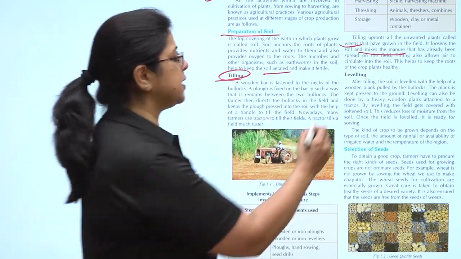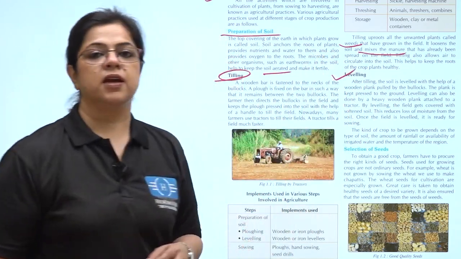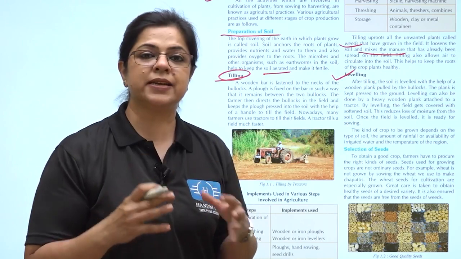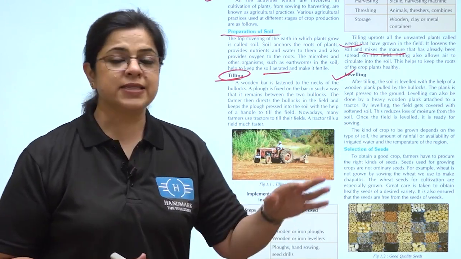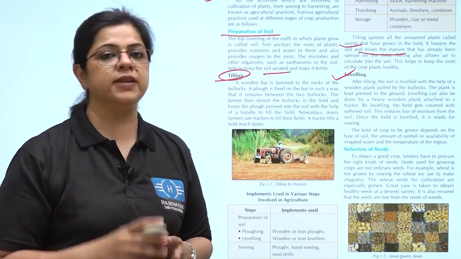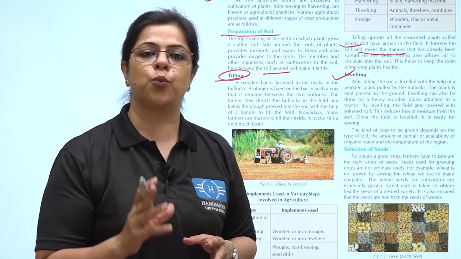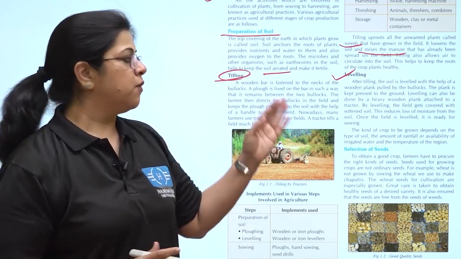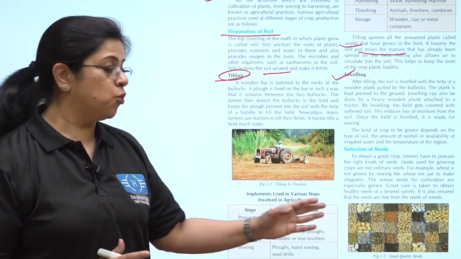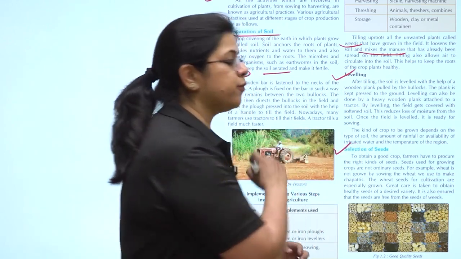The next step is leveling. The soil that has been tilled needs to be leveled. This leveling is important to prevent soil from erosion by wind and water. Once the soil is ready, we move on to selection of seeds.